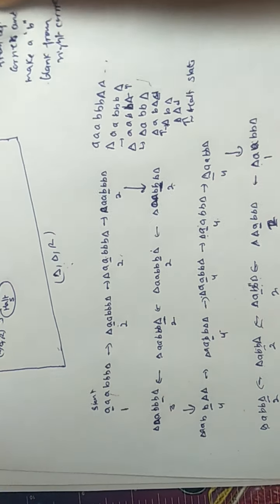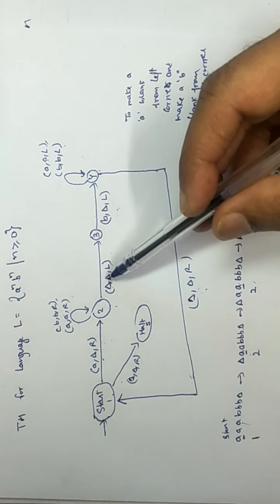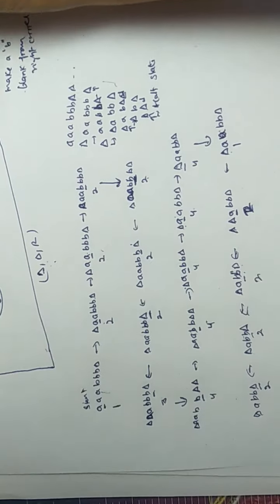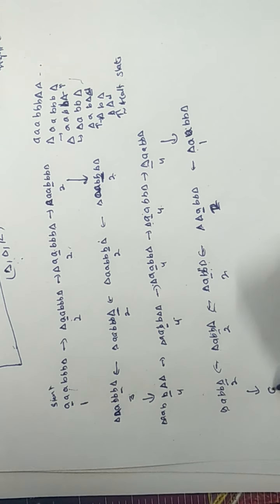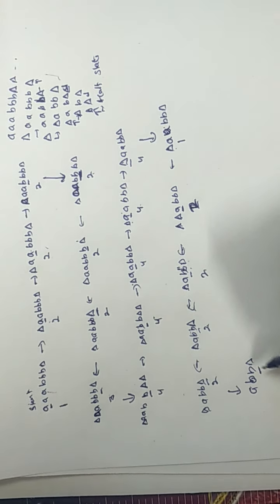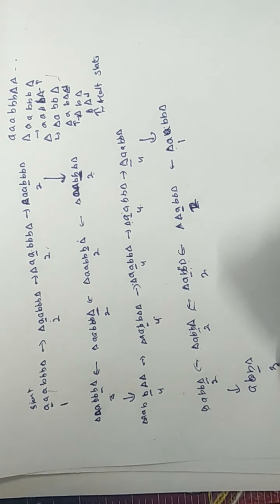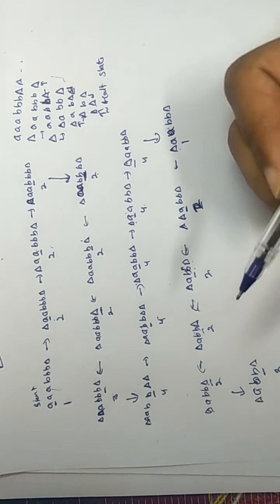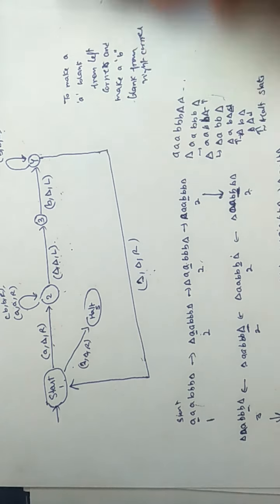Now at state 2 we read a blank. What we need to do is leave it blank, move to left and move to state 3. So here we move to left from blank, the read-write head reaches this place, and we change state to 3. Now at state 3 we read a B, convert it to blank and move to left.